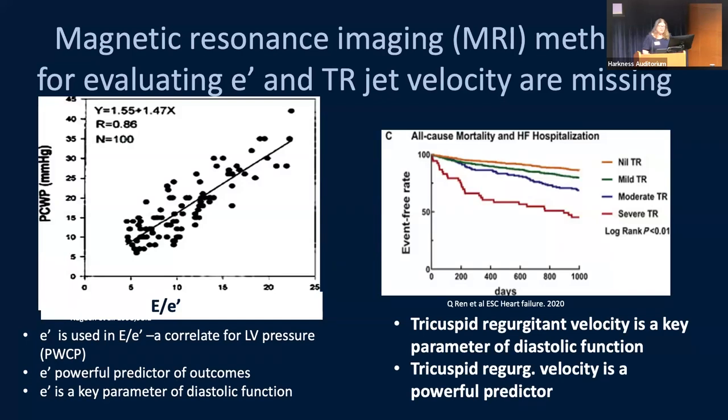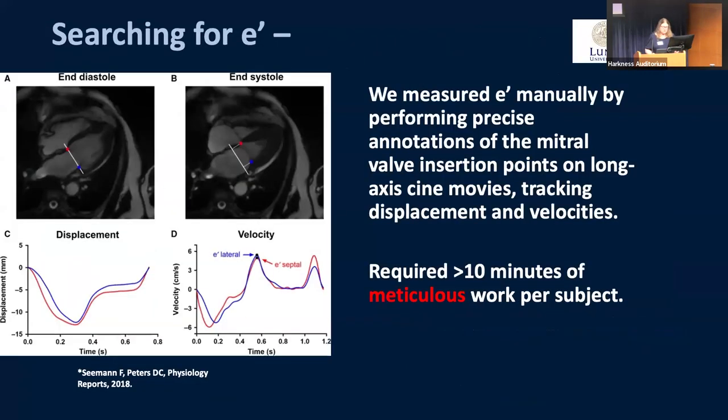And similarly, tricuspid regurgitant velocity, if it's elevated, it predicts major adverse cardiovascular events. And you can also see that it's a key parameter in diastolic function, and it's really important. So it would be very valuable to be able to add these to MRI's ability to measure parameters of diastolic dysfunction. So we really wanted to do this. We think pressure is one of the most important unmeasurable parameters with MRI.